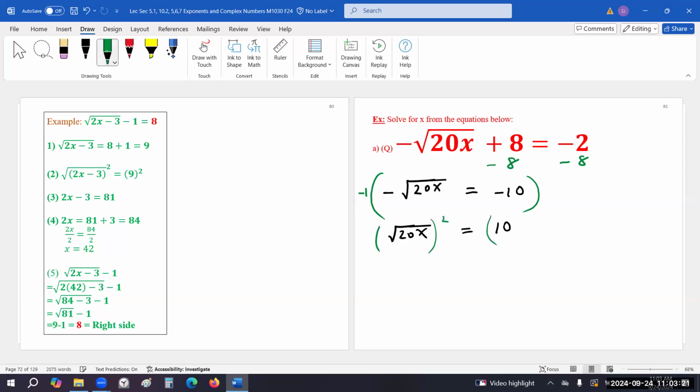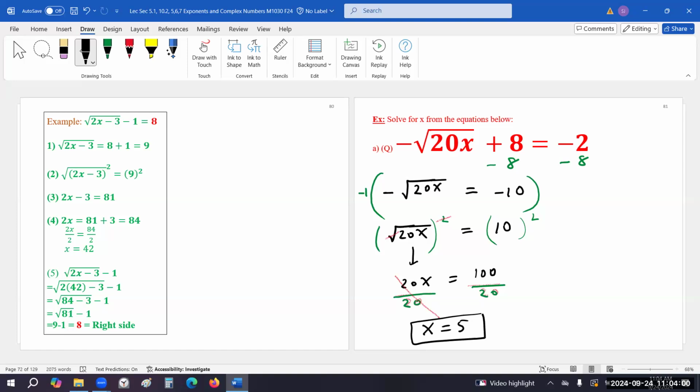This time we can square both sides. Then you would get 20x equals 10. See, we put pressure on the top, putting a square. So it just broke down and we get 20x equals 100. Divide by 20. So 20 cancel out. X is 5.